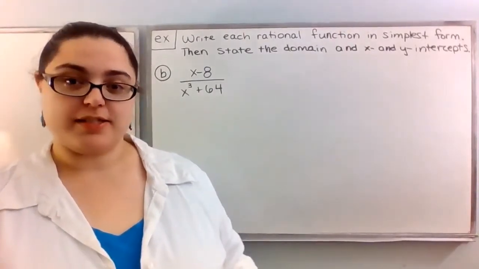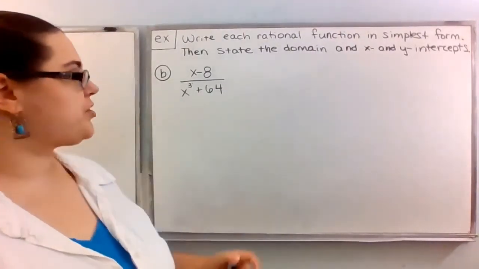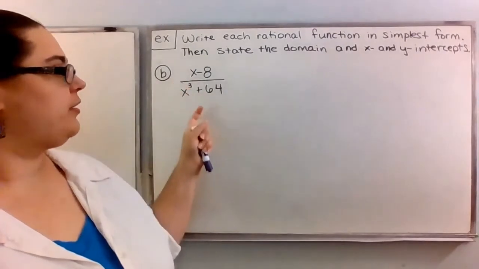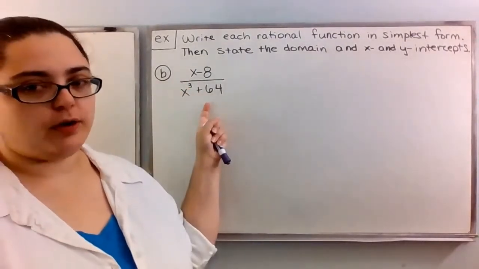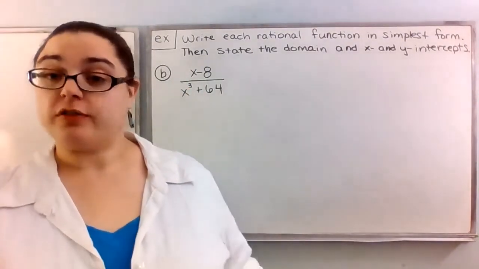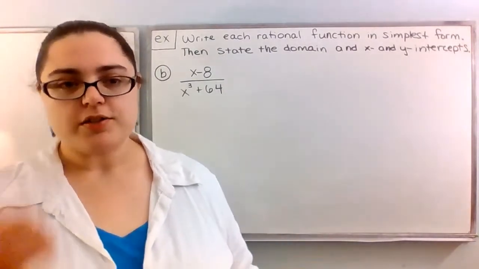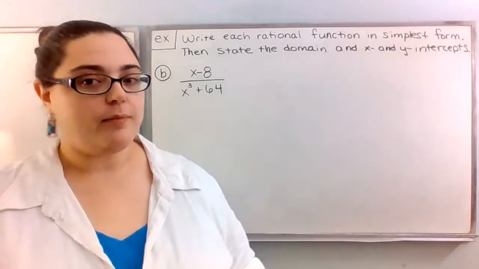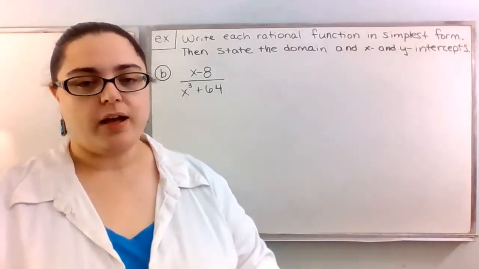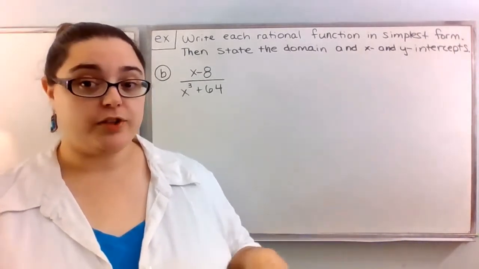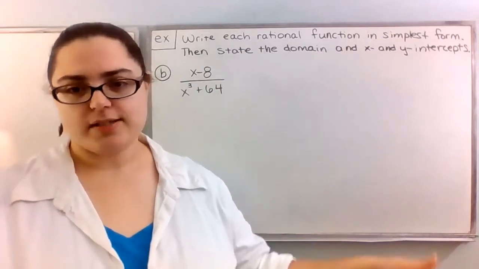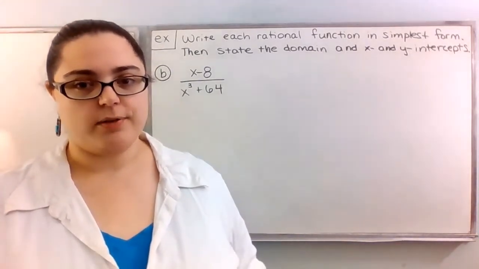For the second part of this example, we'll be looking at the rational function x minus 8 over x cubed plus 64. So for our first step, we want to write this rational function in simplest form. If you want to try your hand at that and practice doing some factoring and reducing, you can pause the video here and work through that. Otherwise, I'm just going to walk through it like I did with the last one.